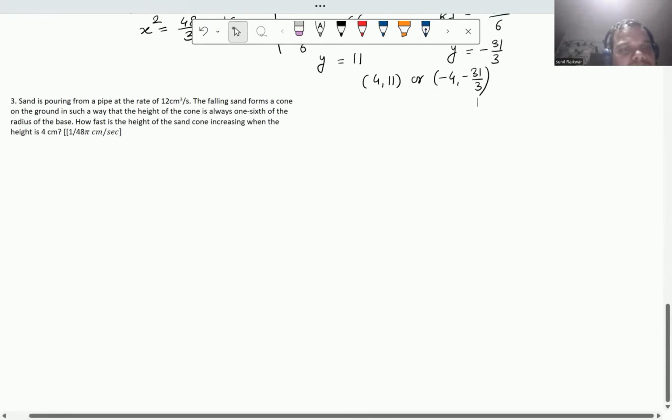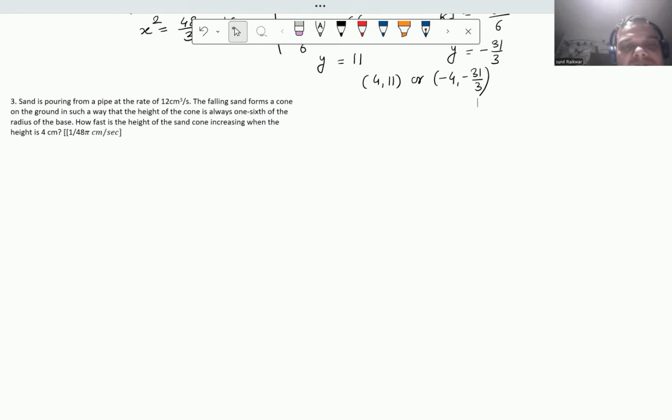This problem is related to geometry. Sand is pouring from a pipe at the rate of 10 centimeter cube per second. Look at the unit: 10 centimeter cube per second means we have a rate of change in volume. The falling sand forms a cone on the ground in such a way that the height of the cone is always one-sixth of the radius of the base. So it's given that the height of the cone always remains one-sixth of the radius of the base.